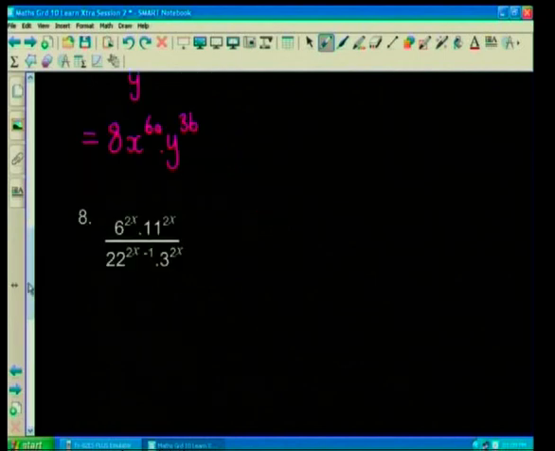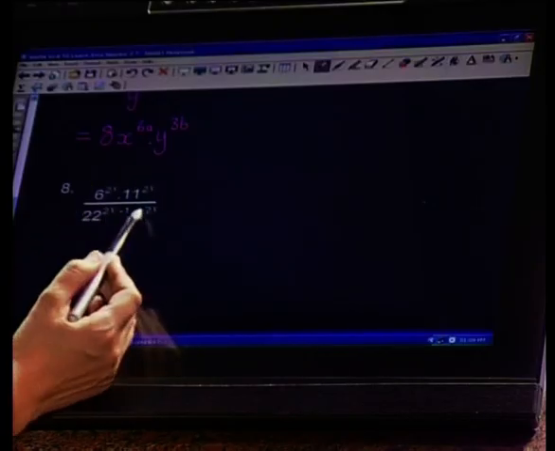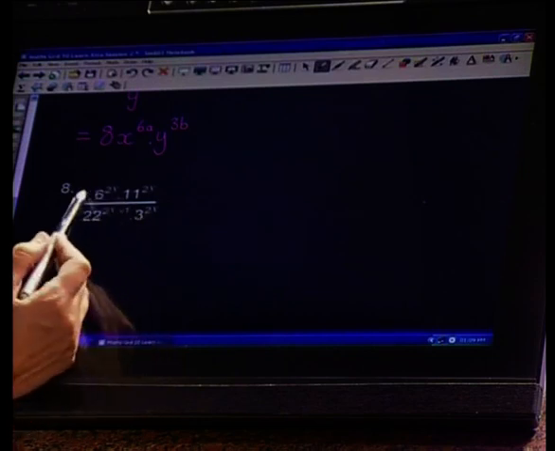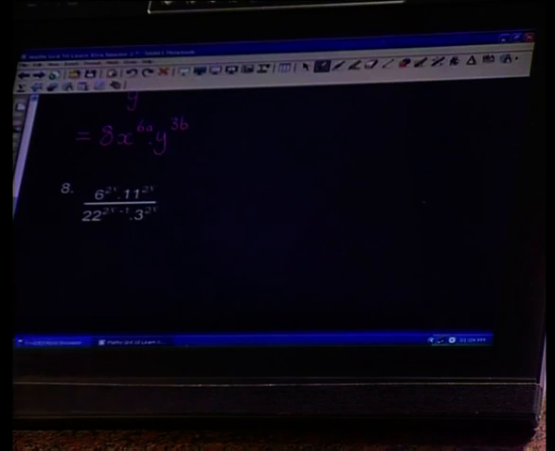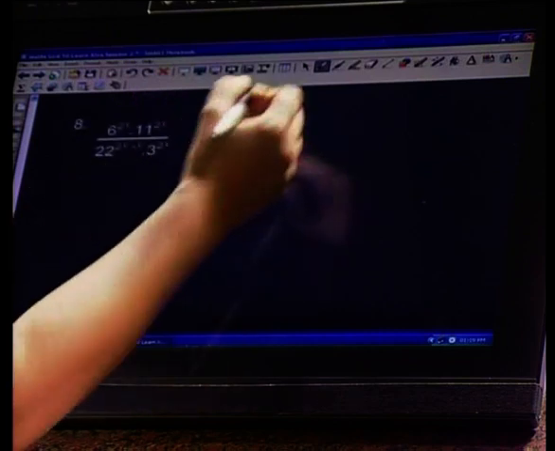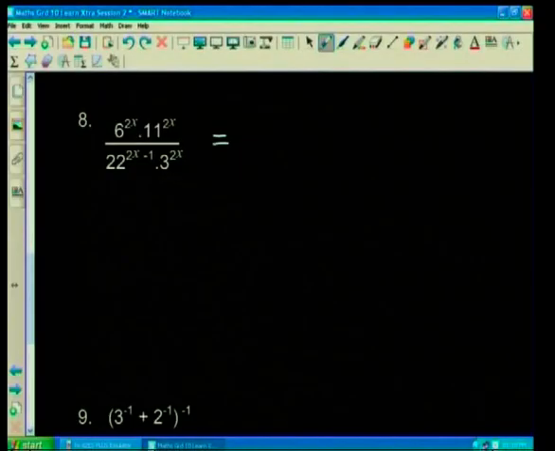Question 8 is a really good example of what you're going to find in tests and exams. We've got four different numbers here. We have a 6, 11, 22, and 3. 11 and 3 are both prime factors, but 6 and 22 both need to be changed into products of their prime factors. So let's start in a different color, and we'll change 6 to 2 times 3.